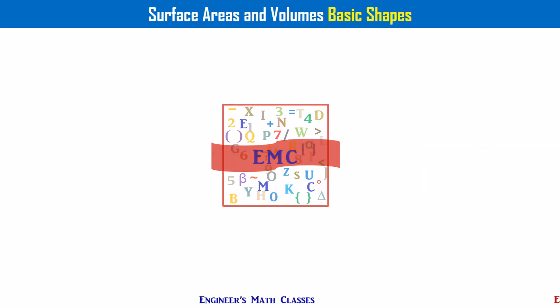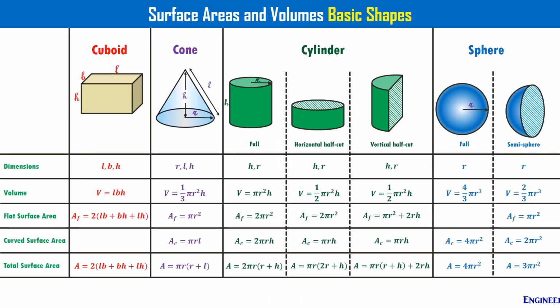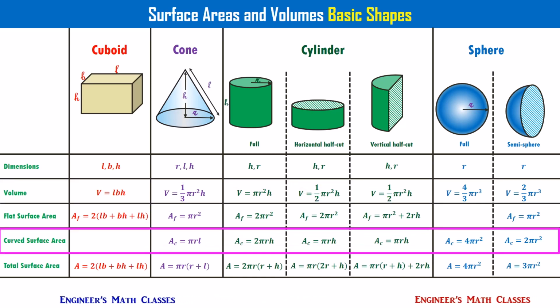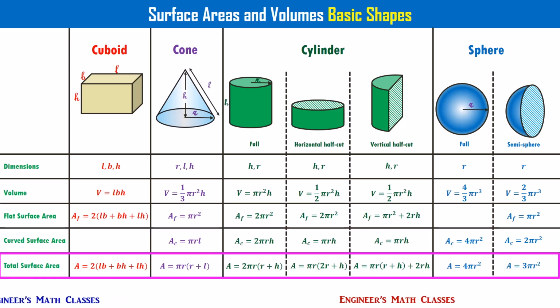For basic shapes, we have derived the formulas for all these basic shapes like cuboid, cone, cylinder, and sphere. For the cylinder, we looked at it cut in half vertically and horizontally, and the same is the case with the sphere, cut in half. So we have derived formulas for volume, flat surface area, curved surface area, and the total surface area. You might want to pause here and take notes if you want.